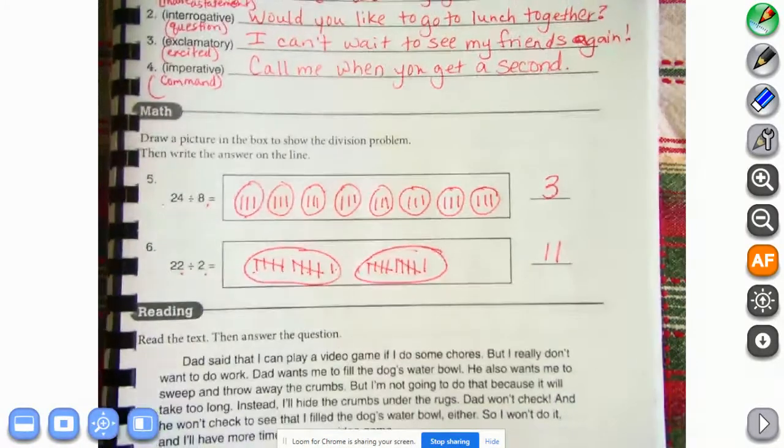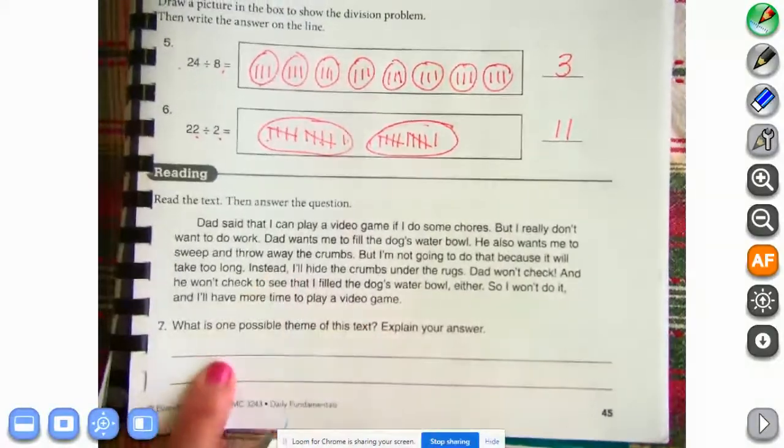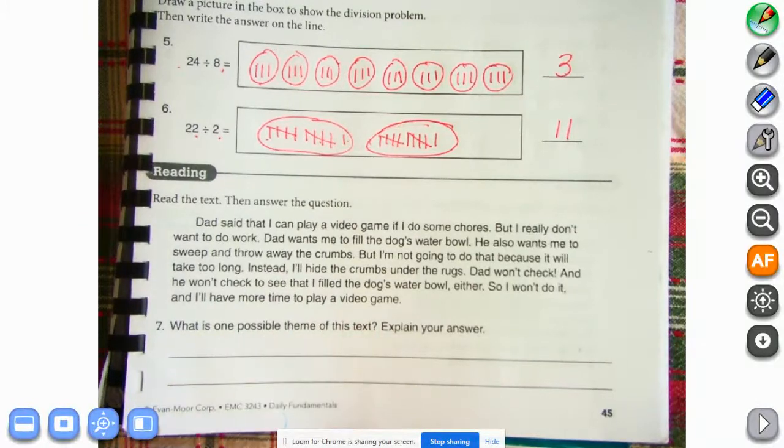All right. Then we're going to go down to our story. It says, what is one possible theme of this text? Explain your answer. All right, let's reread it again. Dad said that I can play a video game if I do some chores, but I really don't want to do work.